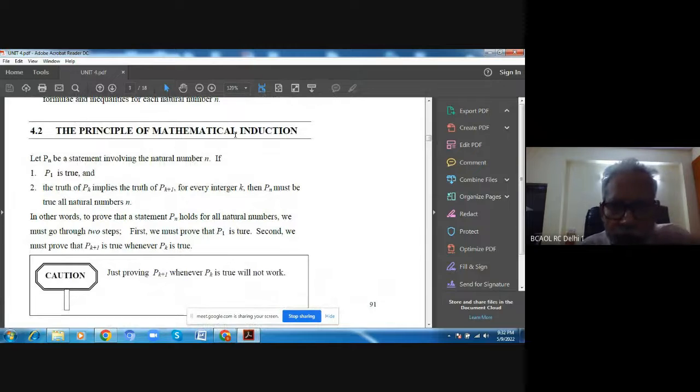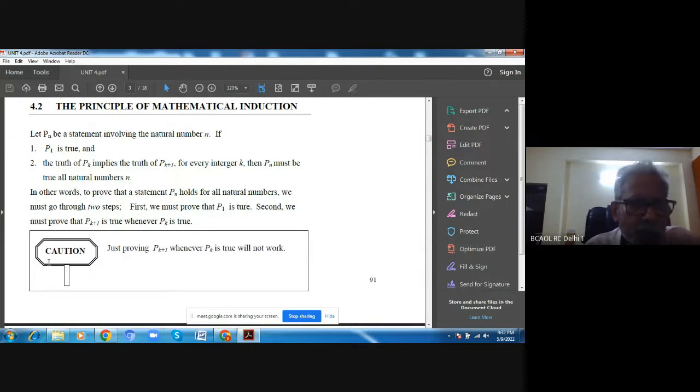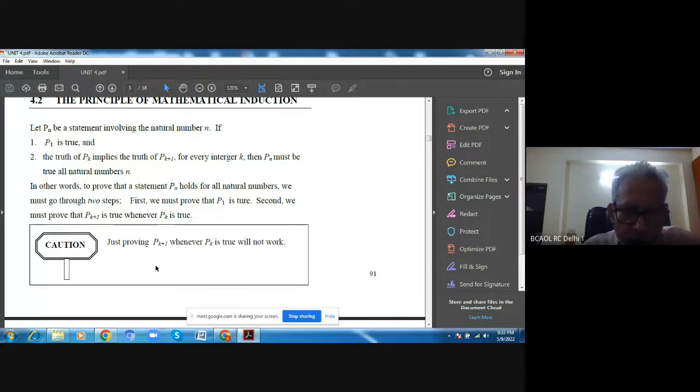the principle of this IGNOU study material is: first P1, then PK multiple impulse again, then PK plus 1. Those are the steps. Here some footnote is also given. Just proving K plus 1 whenever PK is true will not work, because simply PK may not be sufficient. In that case you have to do PK plus 1.